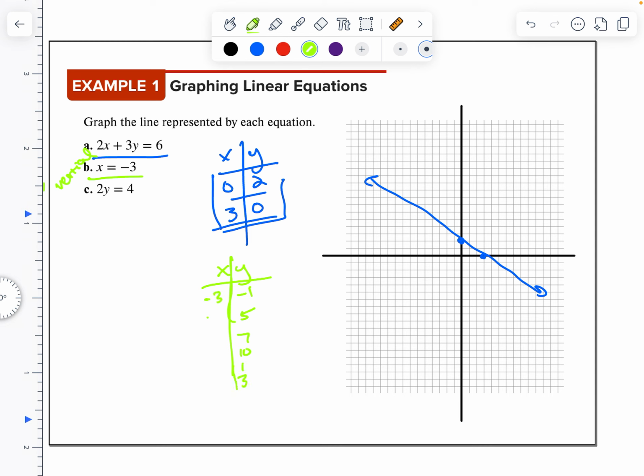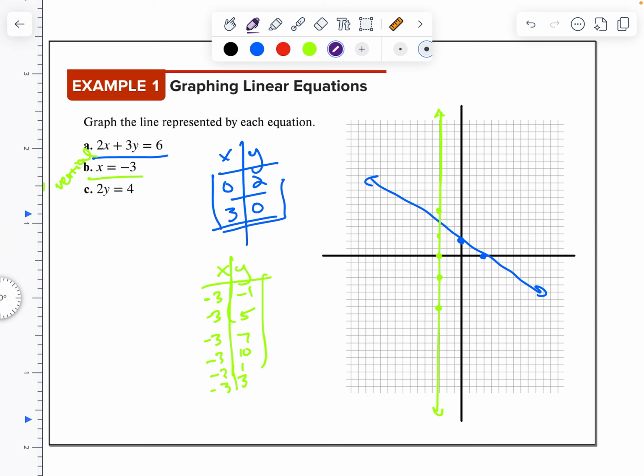X is always -3. That's what the equation tells us, is that x is -3, right? And what that tells us is that on our equation, -3, 0, x is -3, x is -3. If I plot any or all of those points that I have on this t-chart, I'm always going to get something that's on that vertical line right there.